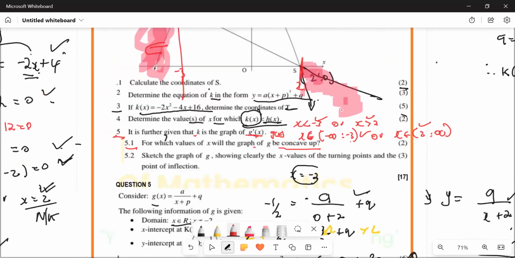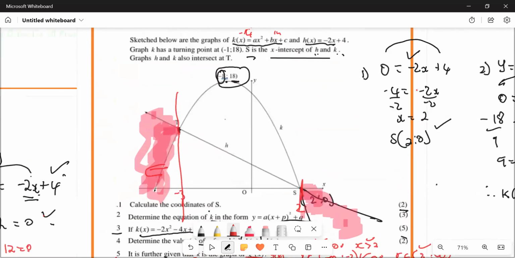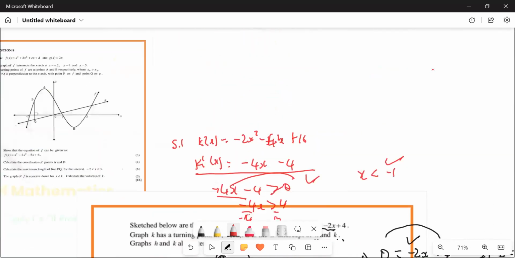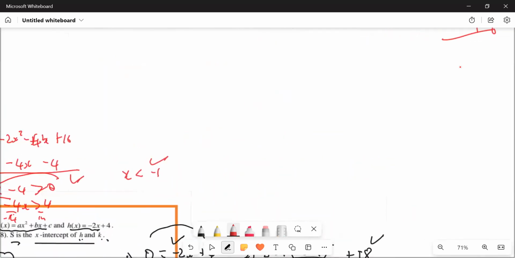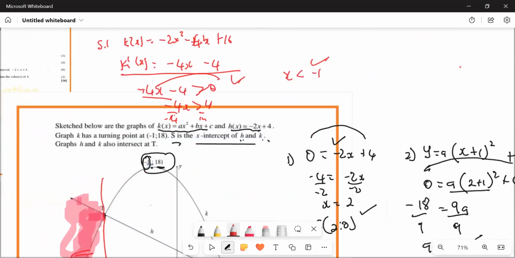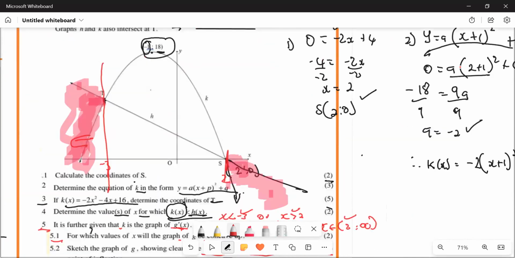They say sketch the graph of g showing the x values of the turning point and the point of inflection. How is this thing going to look like? Guys, please pay attention here.